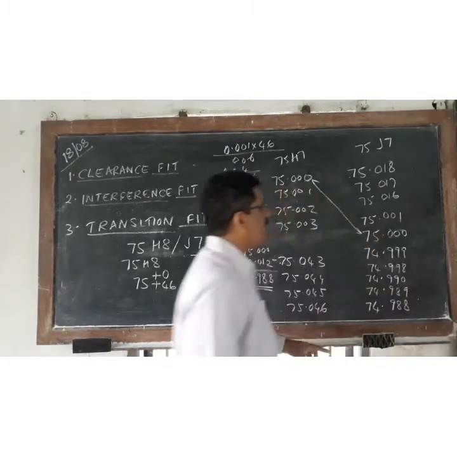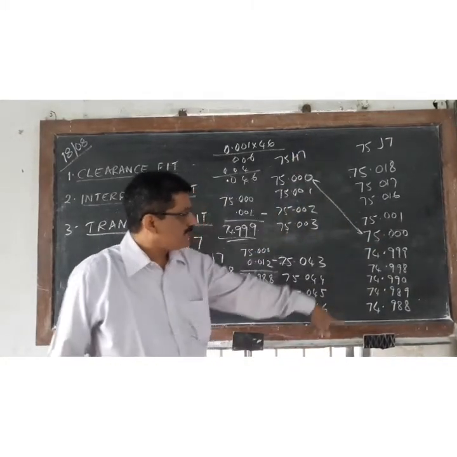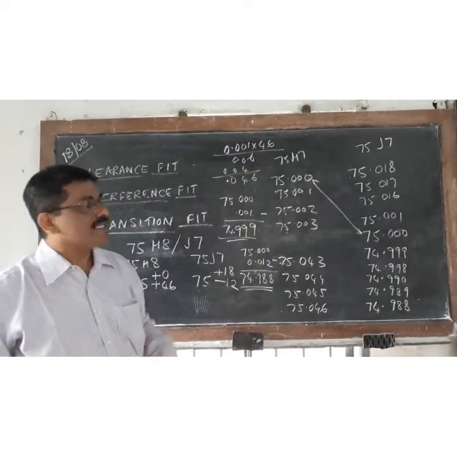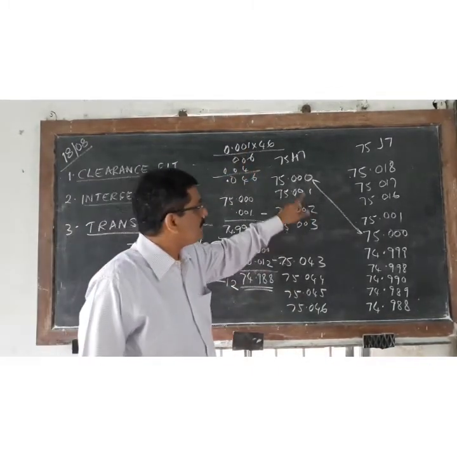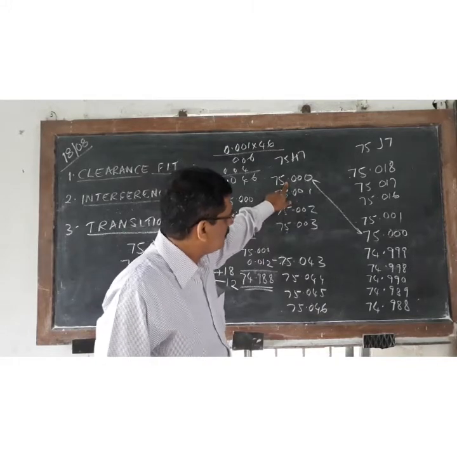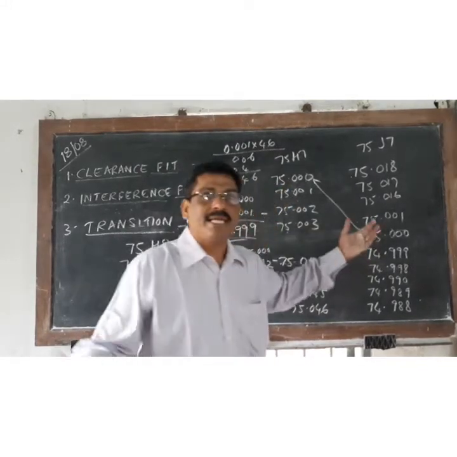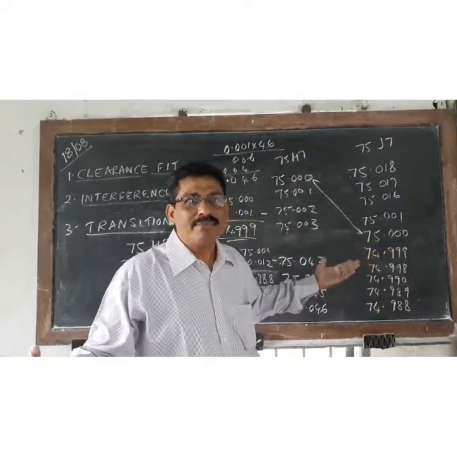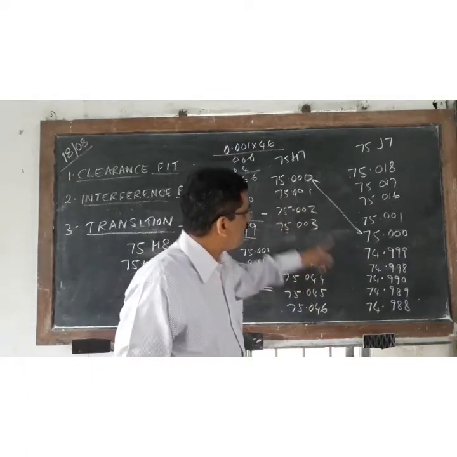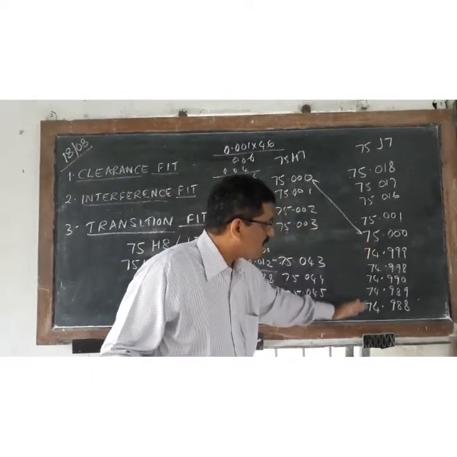74.990. Got it? So like that you see, combinations you see. Here, sometimes what happens, it is going to overlap. Sometimes now here it is 75. 74.99 is a clearance. It is a clearance, isn't it? 0.01 clearance. 75, after this it all becomes clearance.